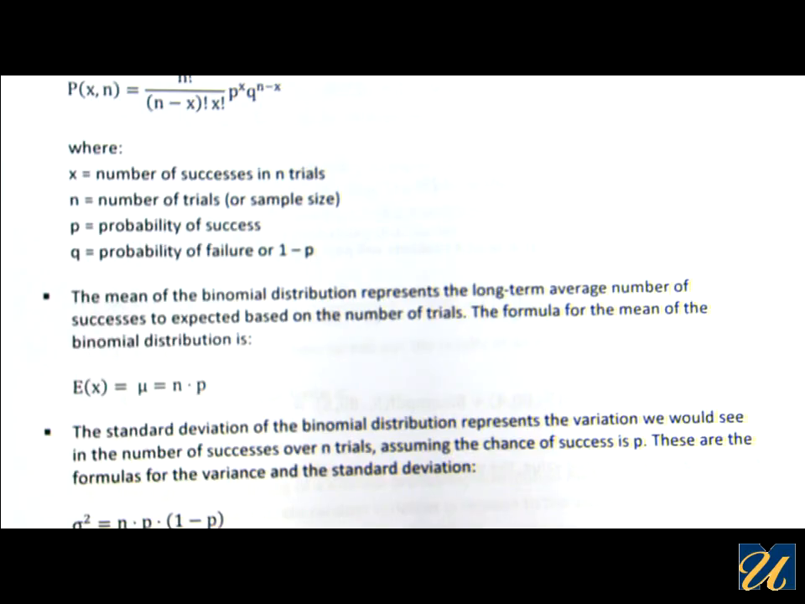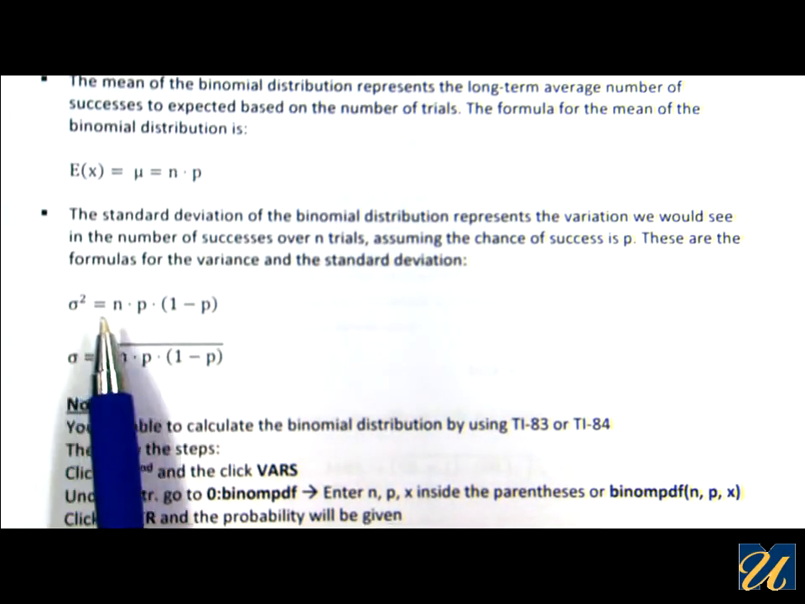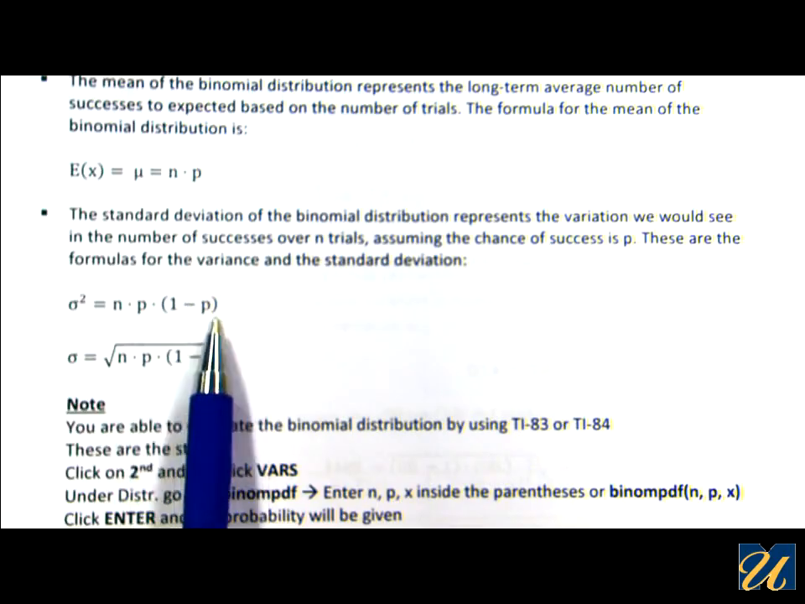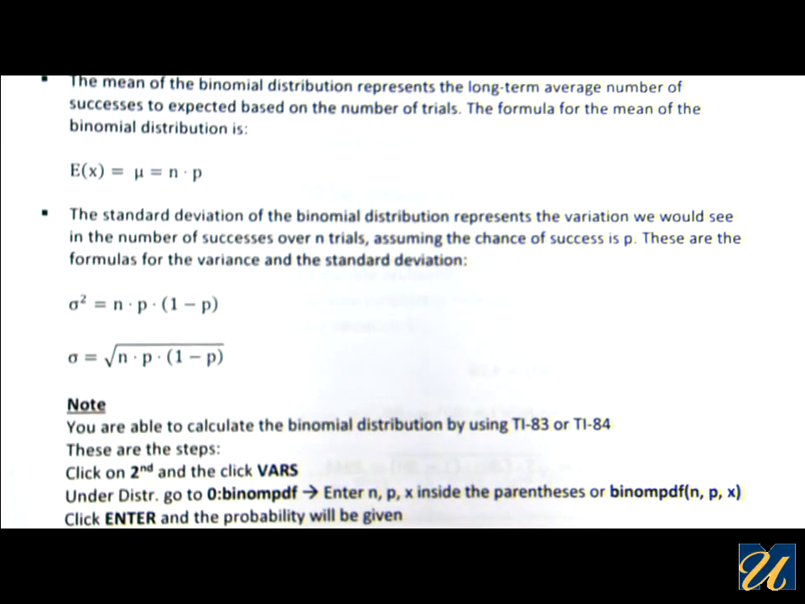The standard deviation of the binomial distribution represents the variation we would see in the number of successes over n trials, assuming the chance of success is p. These are the formulas for variance and standard deviation. They're pretty straightforward. The variance is n times p times q. We find q once again by doing 1 minus p. And of course, for the standard deviation, we simply take the square root of the variance.